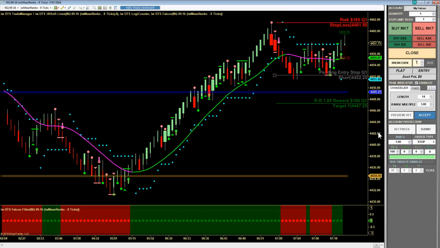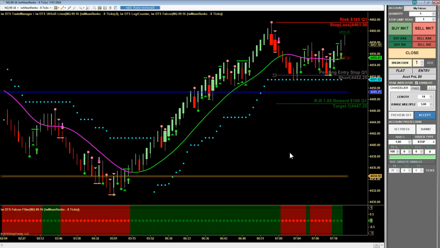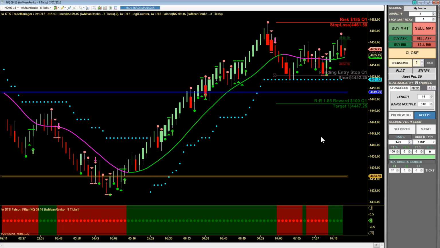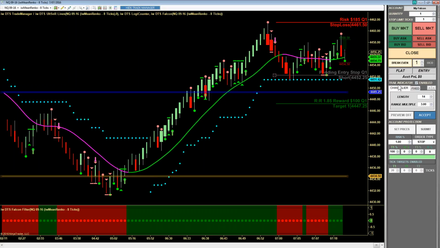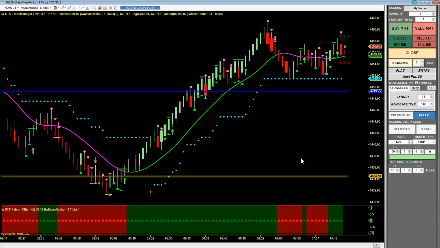Chandelier, also a derivative of the ATR, using different settings. The super trend uses a moving average to adjust the average true range. Chandelier, I forget what they use, but it's also a derivative of the ATR. And here too, you can make changes. You can make your chandelier more aggressive or less, whatever you would like. All right, the market, our signal has since voided, so we'll cancel that.